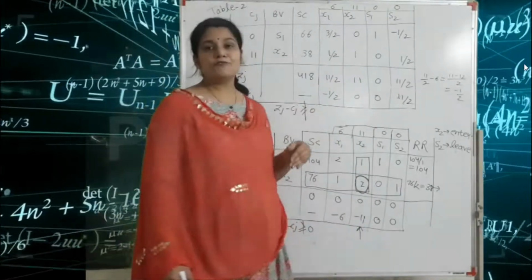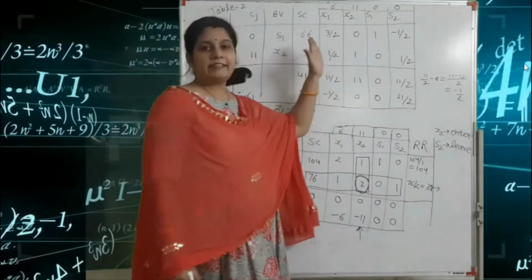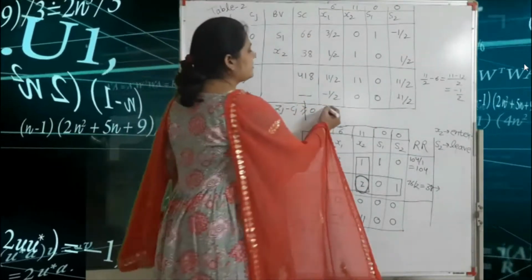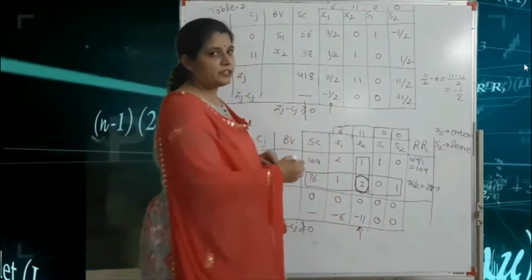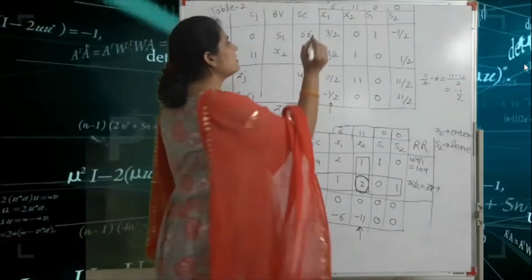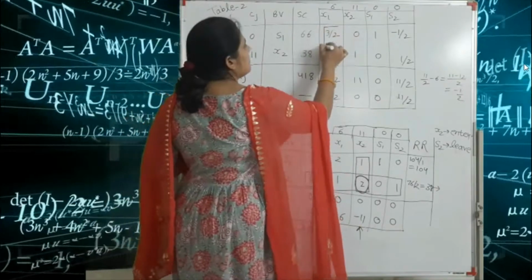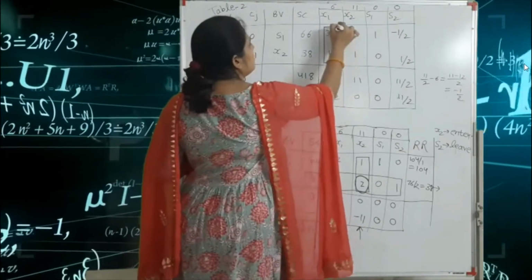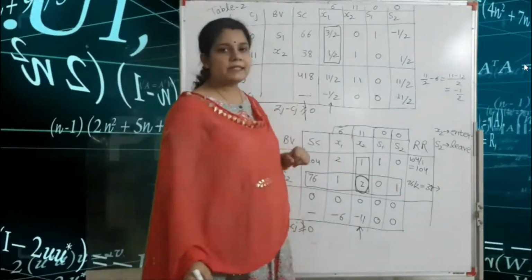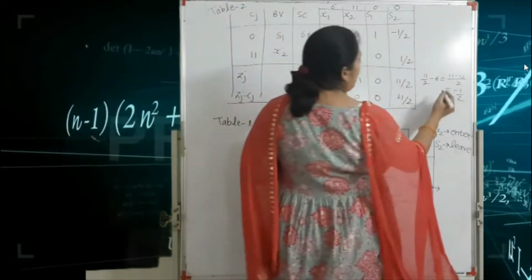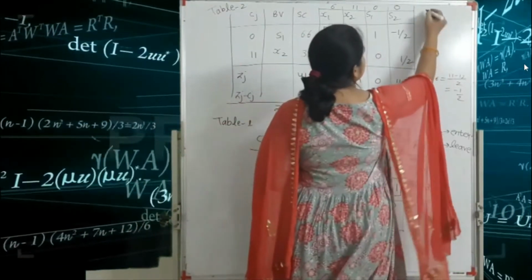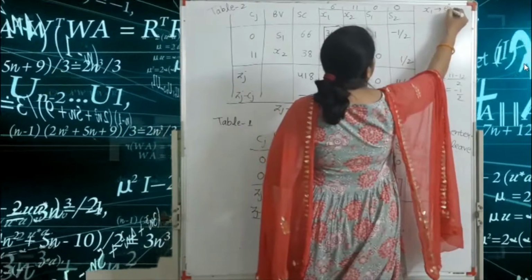Again we choose the enter variable and the leave variable. For the enter variable, only one variable is negative, so obviously this variable is enter. So the enter variable is x1. We write here x1 enter.